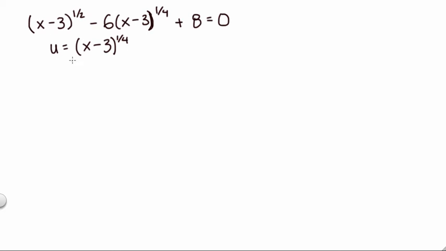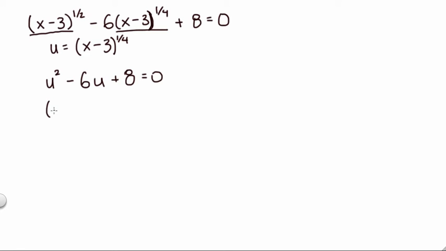And so if we look at the first one, 1/2 is twice 1/4, right? So since u is (x - 3)^(1/4), (x - 3)^(1/2) is going to be u squared, because if we do power of powers, 1/4 times 2 gives us 1/2. And then here we have 6, and then this entire part is u, plus 8 is equal to 0. So this is something that we can factor and we can solve, right?